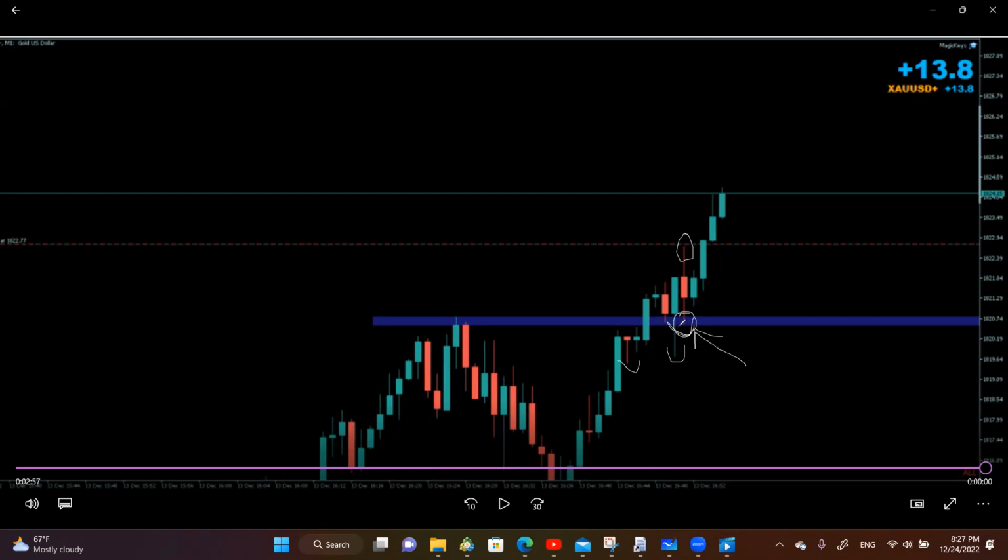So I knew that low was going to be protected, created support. Once we broke the low, I entered. That was an impulse move. 13 pips, secured some, left the rest at break even, and that's about it. So that's the whole process.